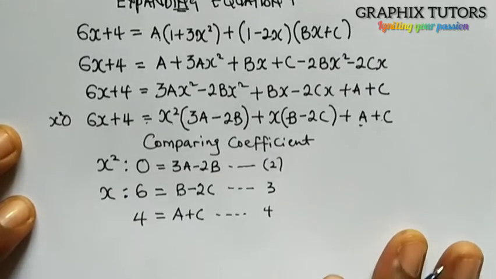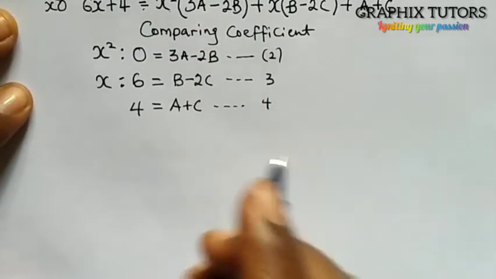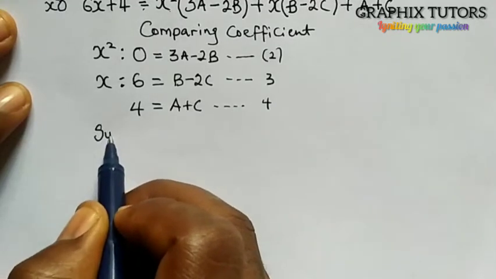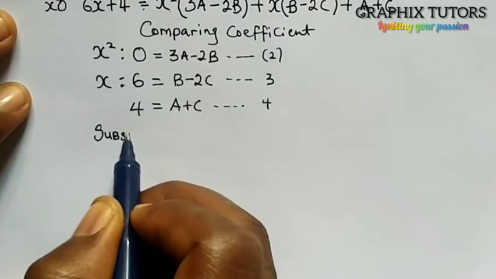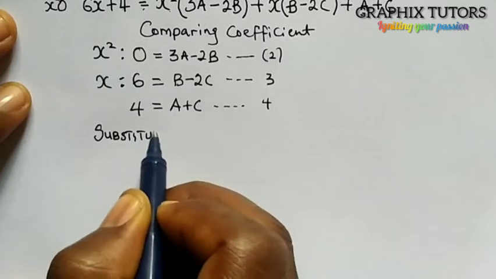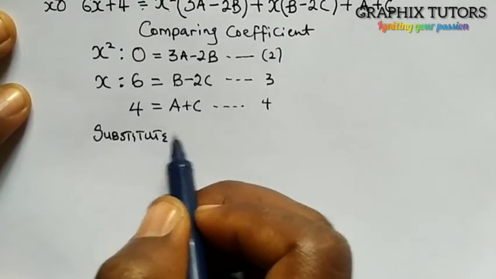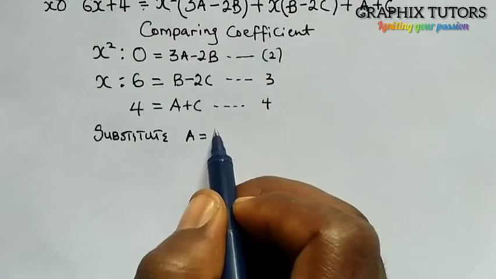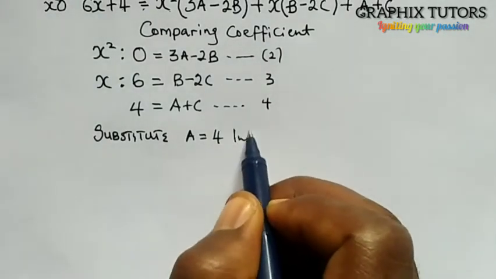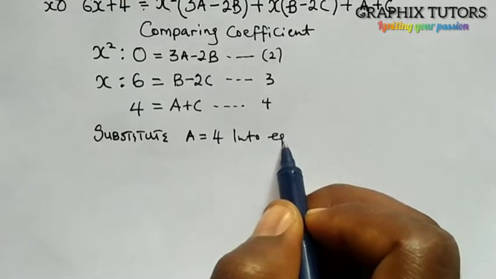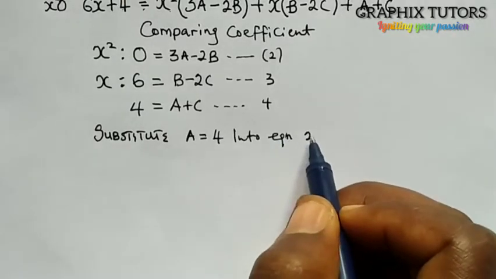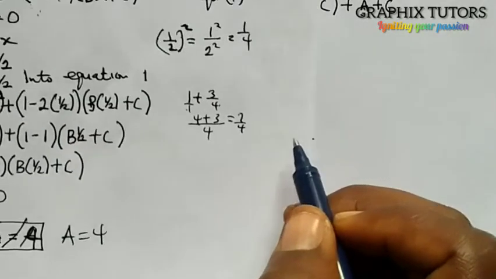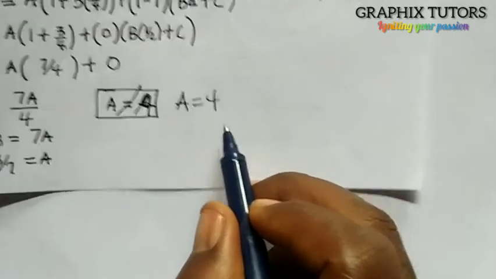Now what I'll simply do here is substitute. Let me take this up. I'll substitute a equals 4 into equation 2. You know our a is 4, just like what we had here. A is 4.